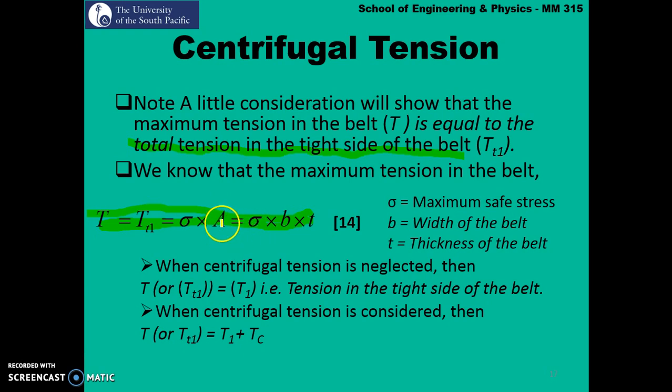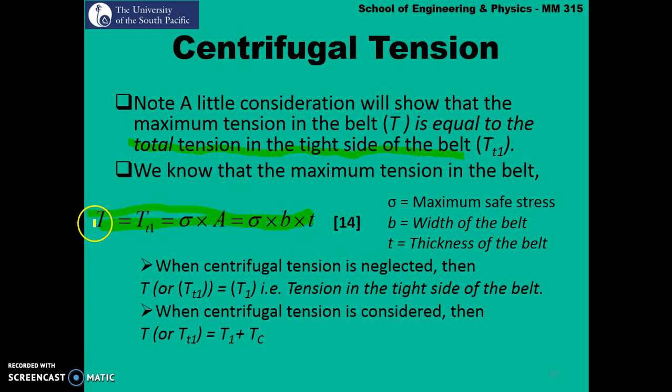And then this equation can be further simplified into this if and only if we get a flat belt, because b is the width of the belt and t is the thickness of the belt. If we get a round belt, your cross-sectional area would be pi d squared upon 4. If you have a V belt, then there would be ways for you to calculate the cross-sectional area of that V belt, or maybe the area of the V belt would be given to you.